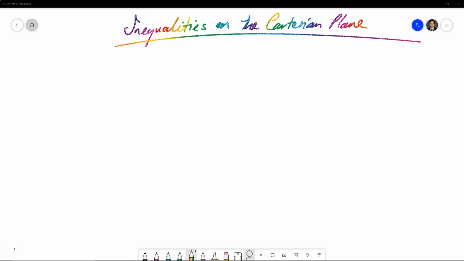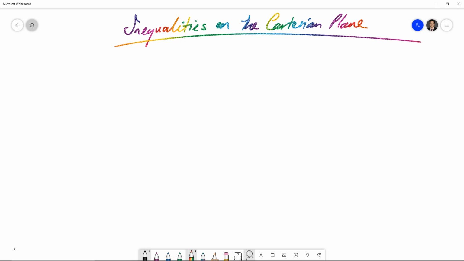We're going to look at basically sketching inequations graphically, putting them on a Cartesian plane and seeing what that looks like. So I'm going to write an example here where we have 2x plus 3y is less than 6.